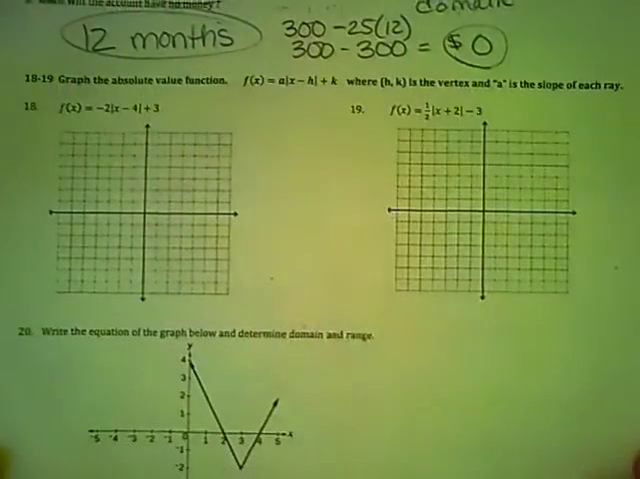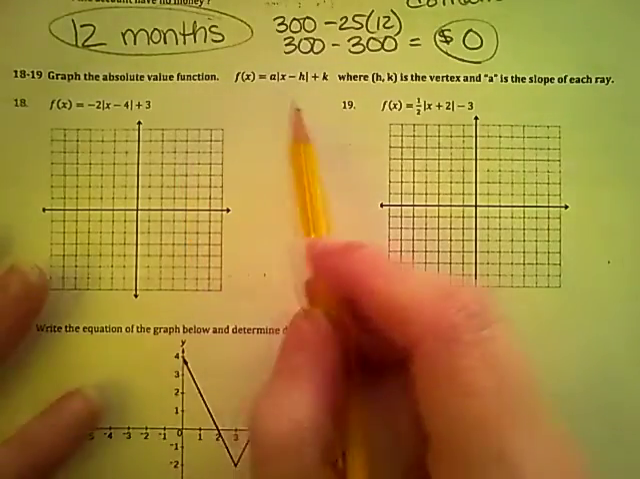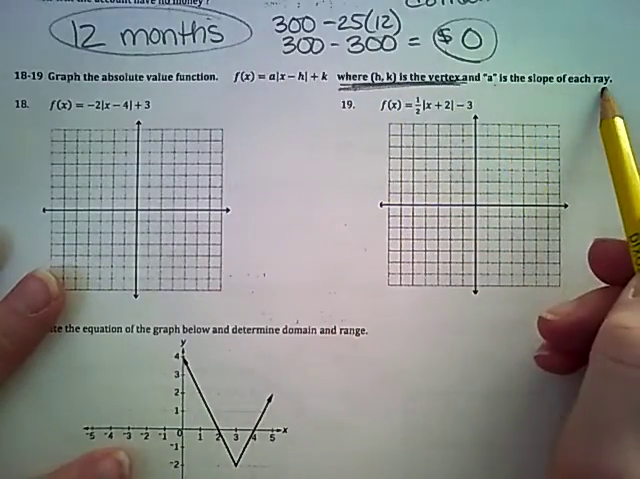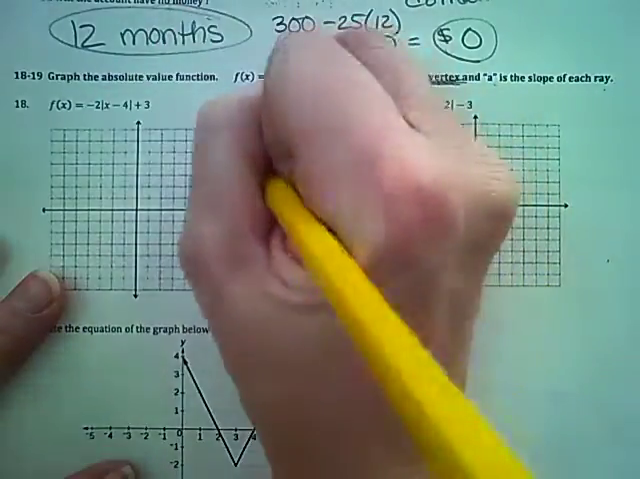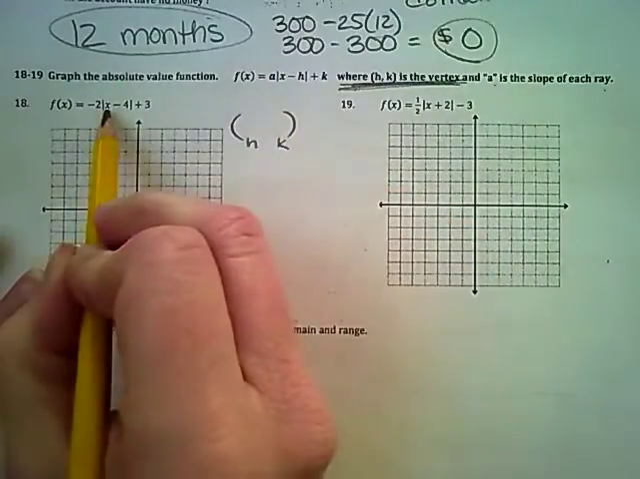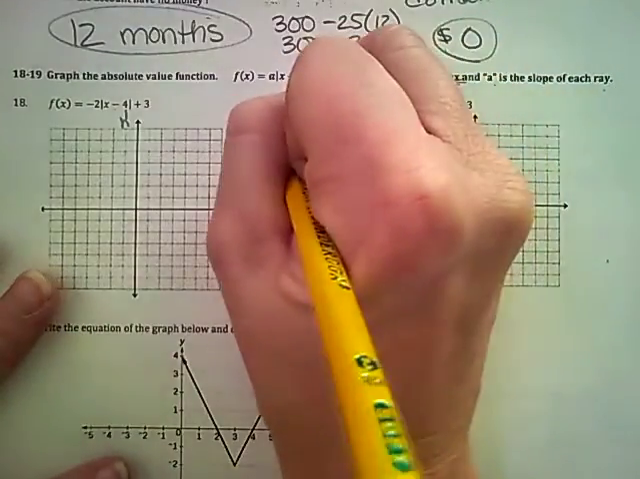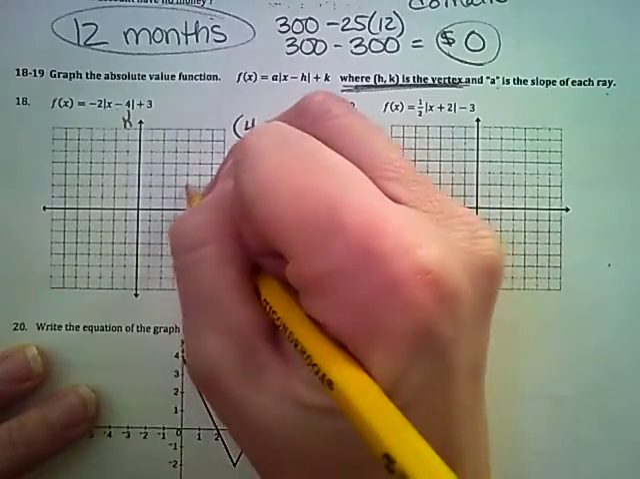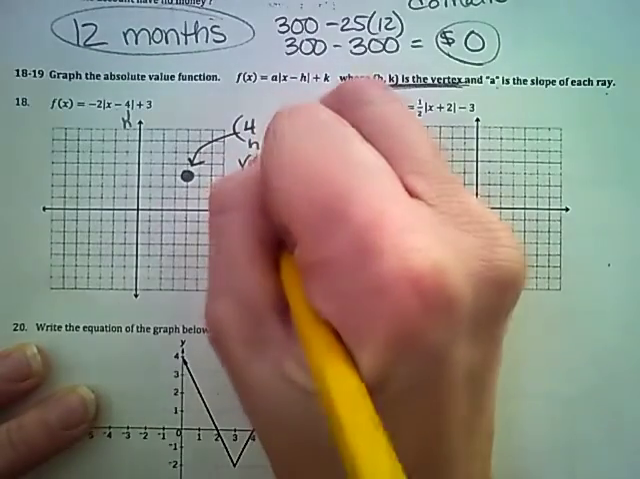Okay. Absolute value functions is on your test tomorrow. H and K is your vertex, so that's something you need to remember. And A is the slope of each ray. So in this problem, x minus 4, that means h is 4, k is 3. So plot the point 4, 3. 1, 2, 3, 4, 1, 2, 3. That is your vertex.